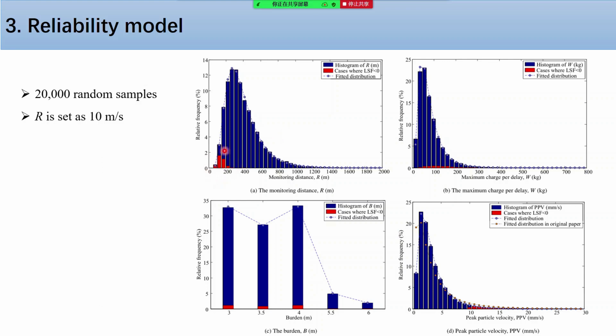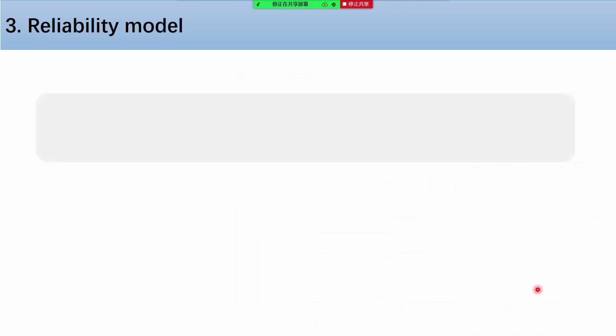But there is a small portion of red bars here. Also, you can see it here. Those are exactly the cases where LSF is less than 0. And this is the histogram of the PGV, peak particle velocity (PPV), and you can see the red parts here. If I count the number of the red parts and divide it by the total number of cases, I can get the failure probability. I just did it here.